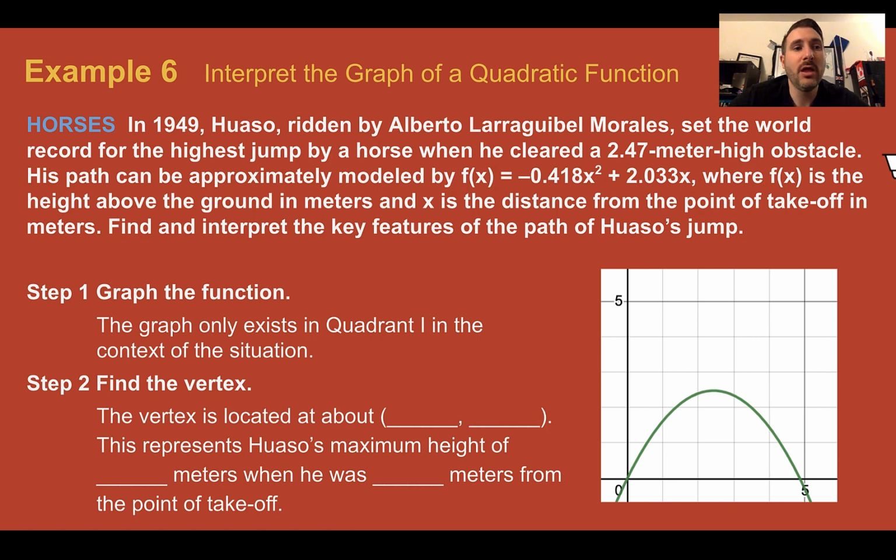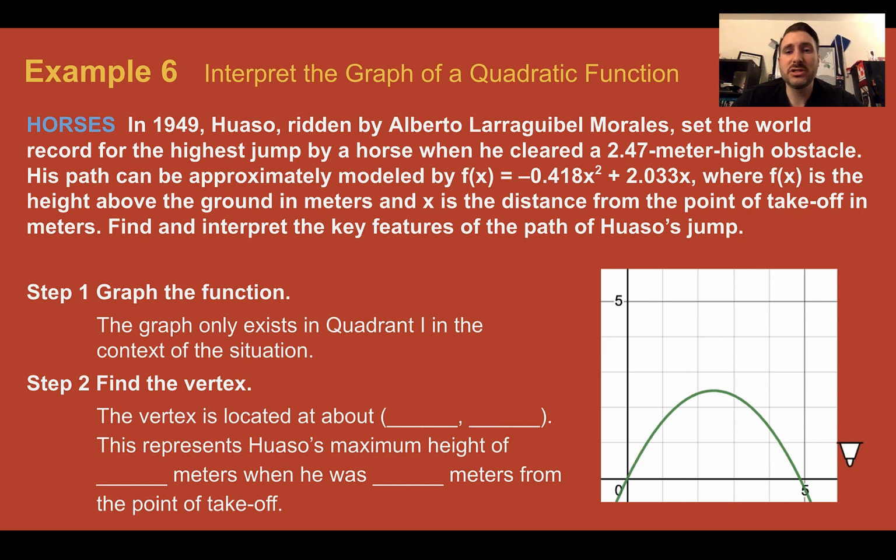meter high obstacle. His path can be approximately modeled by f of x equals negative 0.418x squared plus 2.033x, where f of x is the height above the ground in meters and x is the distance from the point of takeoff in meters. Find and interpret the key features of the path of Hueso's jump. So first, let's graph the function.